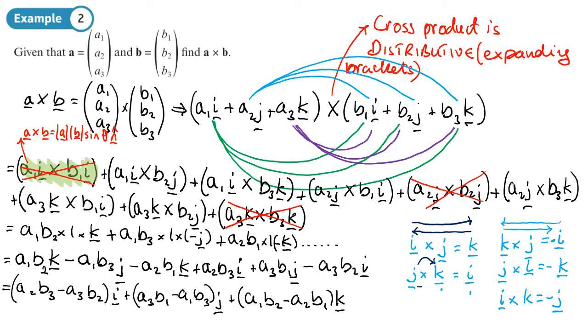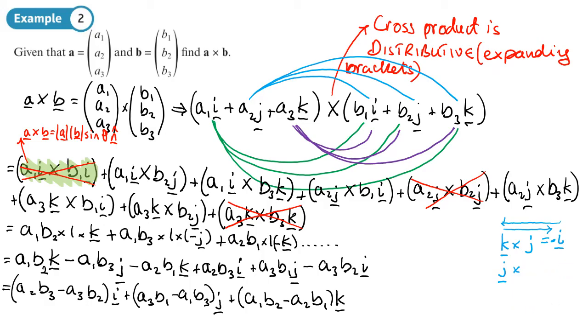If you've done matrices, this is what you'd get if you were to work out the determinant of a 3 by 3 matrix where the elements of the matrix are i, j, k, a1, a2, a3, b1, b2 and b3. Now this gives us a nice little way of working out the cross product, and it's in determinant form.